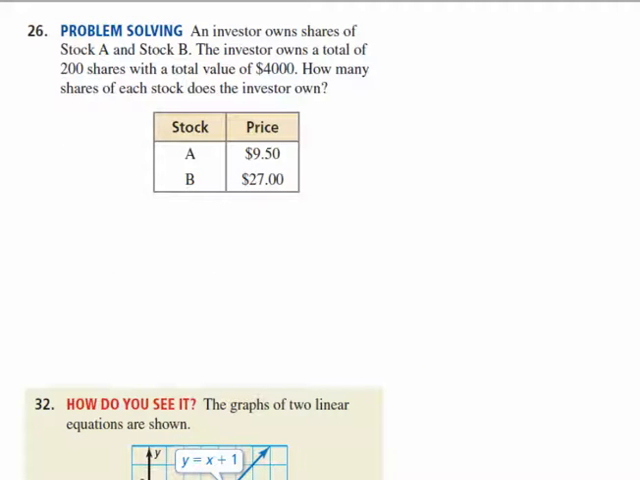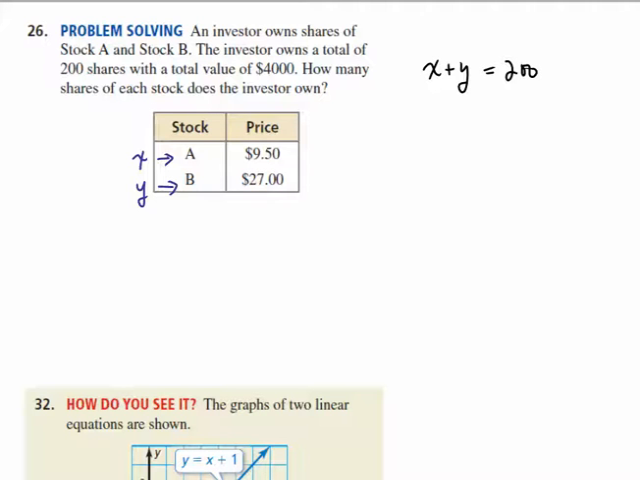All right, in this next problem, number 26, an investor owns shares of stock A and stock B. The investor owns a total of 200 shares with a total value of $4,000. How many shares of each stock does the investor own? So we can use A and B, or we can use X and Y, doesn't matter. So we'll let X be the number of shares of stock A, Y be the number of shares of stock B, and we know that he has a total of 200 shares. So X plus Y is equal to 200.